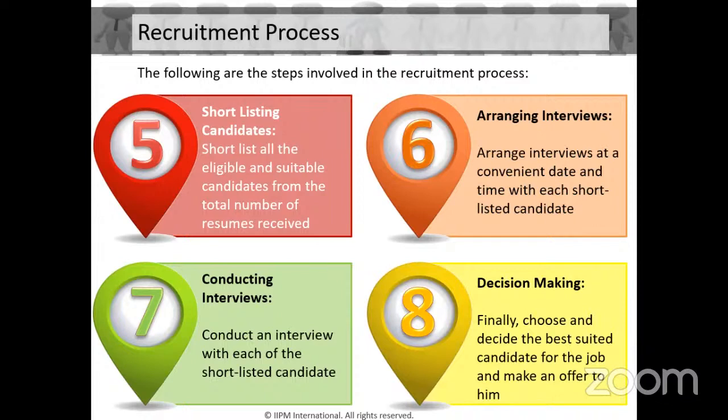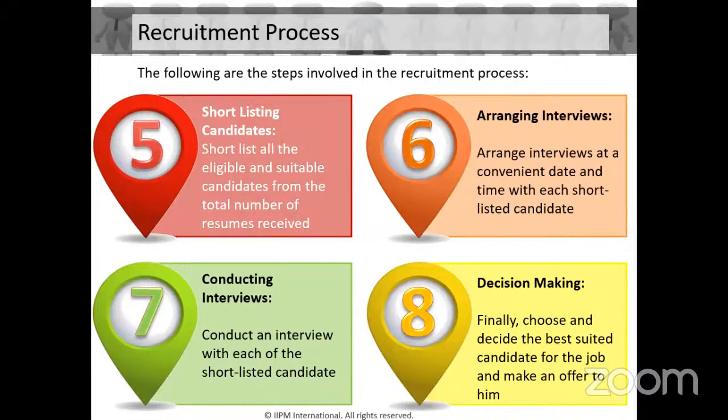You have to arrange for interviews at a convenient date and a convenient time with each shortlisted candidate. Number seven, you have to conduct interviews. Conduct an interview with each of the shortlisted candidates. Give them equal opportunities, equal chances to be employed or recruited.